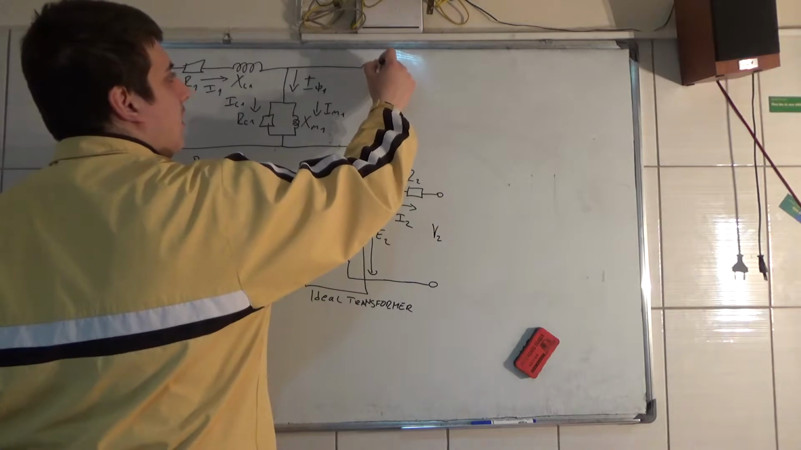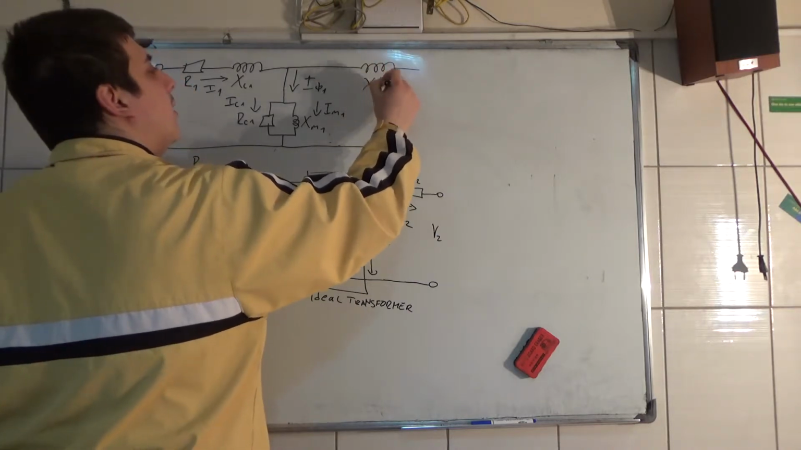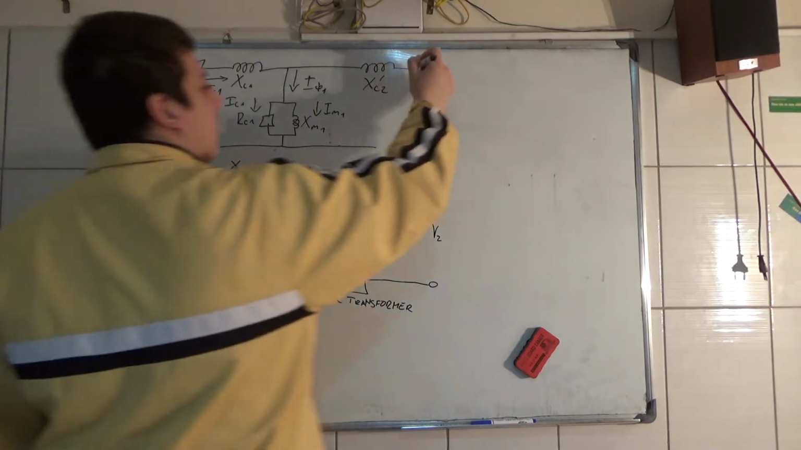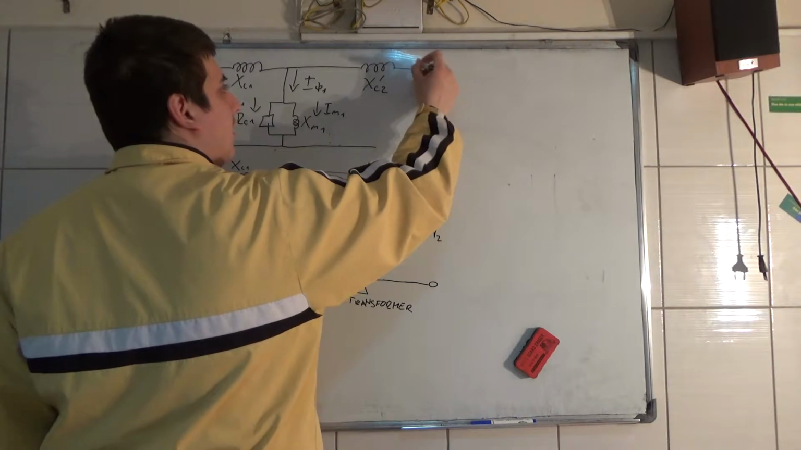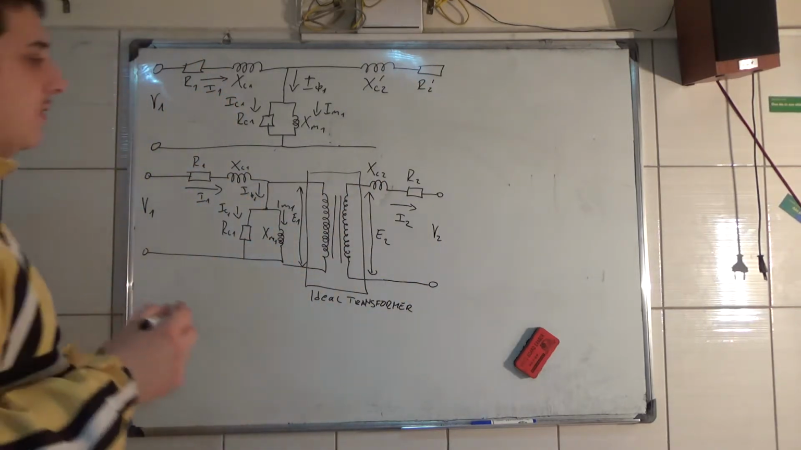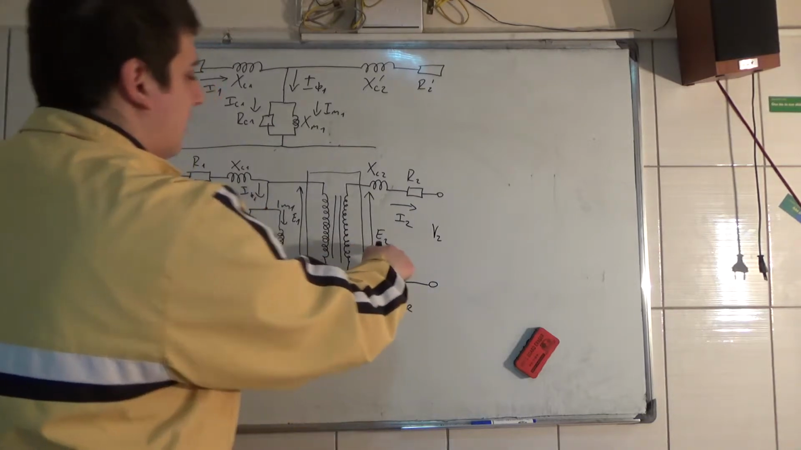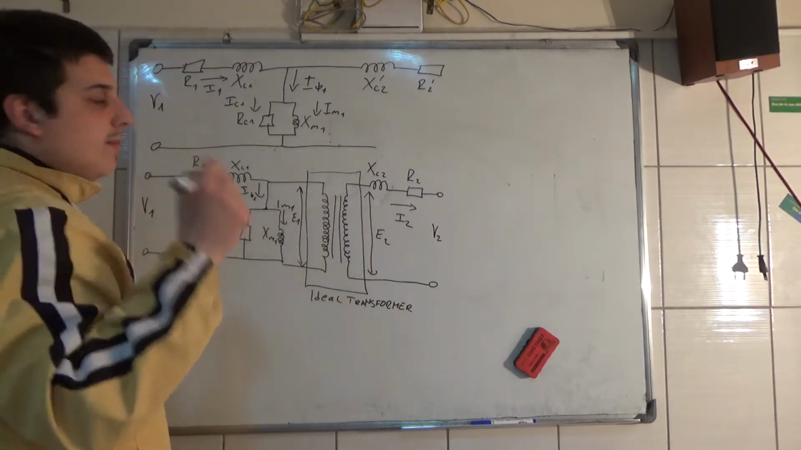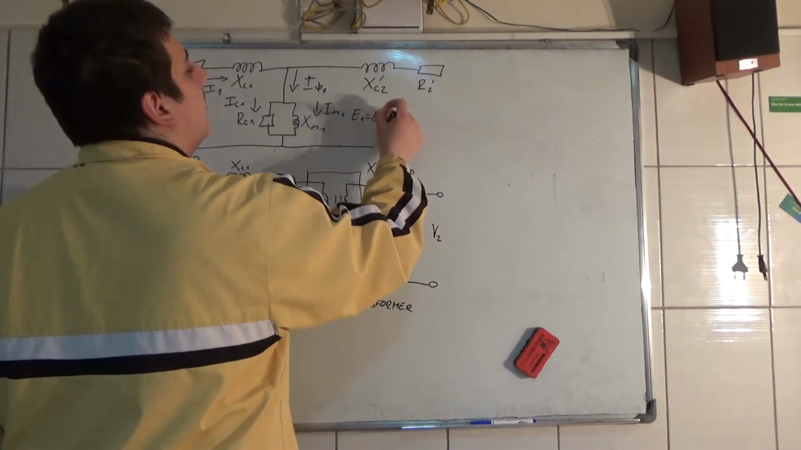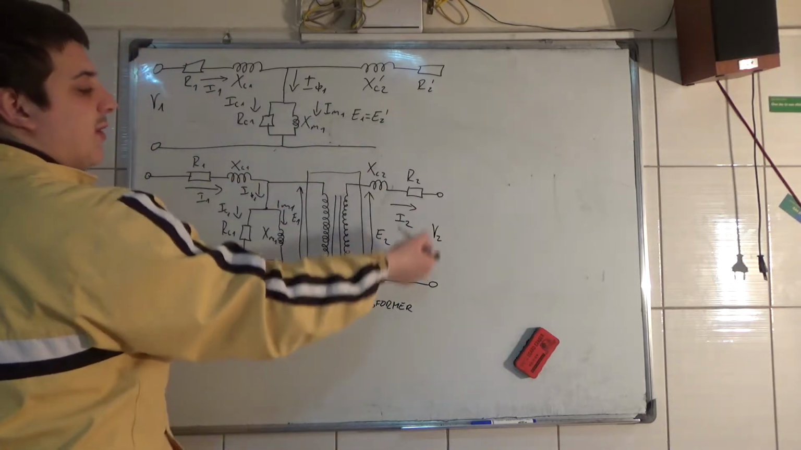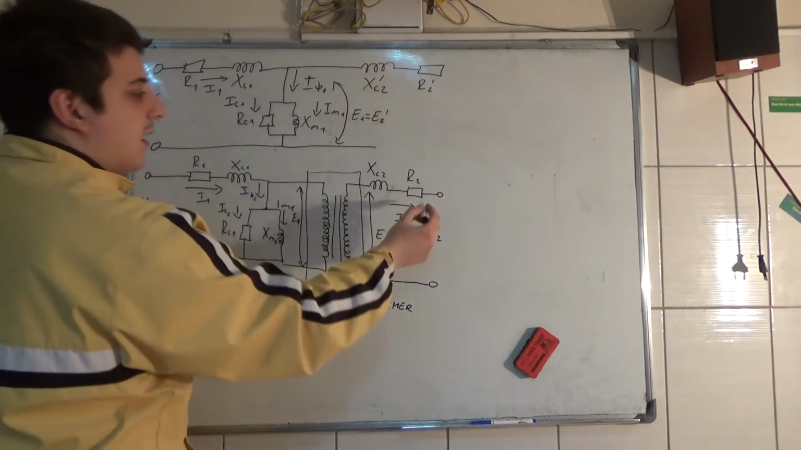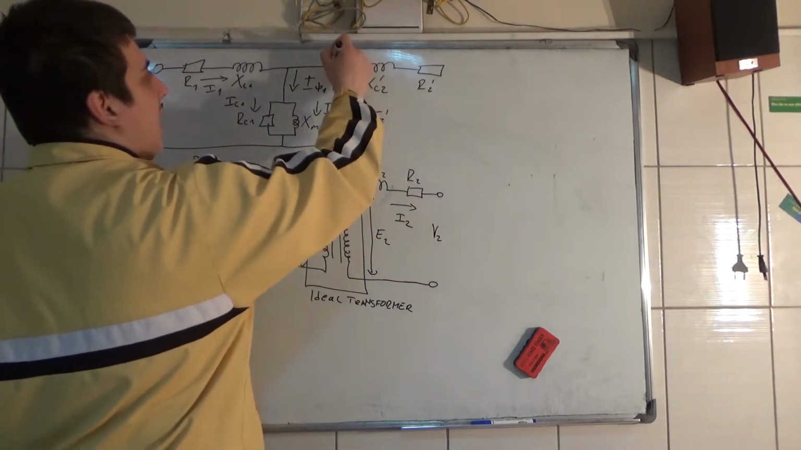And we just put the prime over here, like this. And the induced voltages E1 and E2 are the same. You'll see why. So this is the transferred voltage from the secondary to the primary. And the current I2 is now I2 prime.